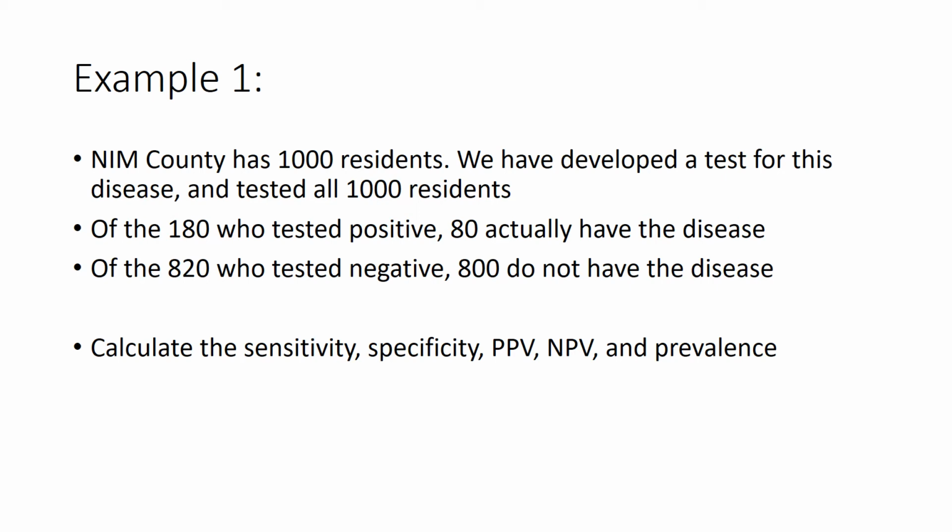Now let's calculate the sensitivity, specificity, PPV, NPV, and prevalence. If you want to pause the video here so you can calculate the sensitivity, specificity, PPV, and NPV on your own, and then compare, great. If not, we'll start with sensitivity. Sensitivity is equal to true positive over true positive plus false negative. Here it's 80 over 80 plus 20, which equals 0.8. This means of all of those who have the disease, 80% will test positive with our new test.